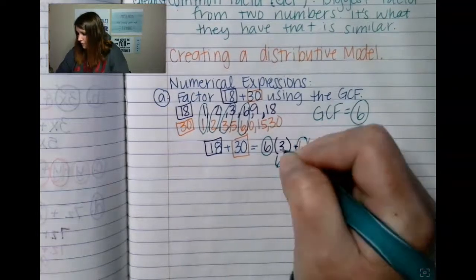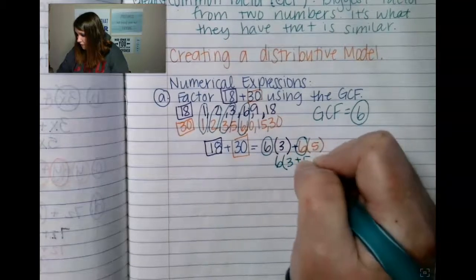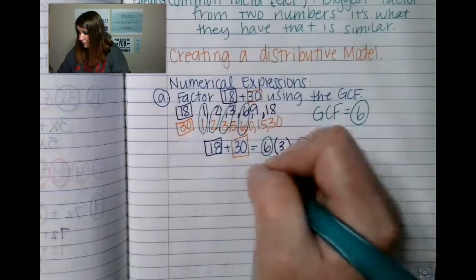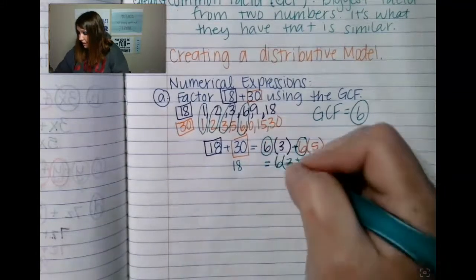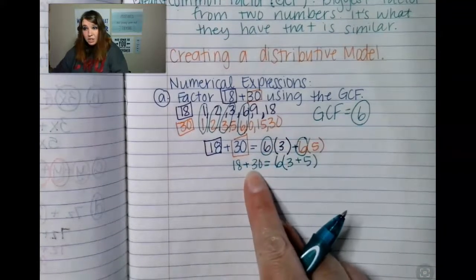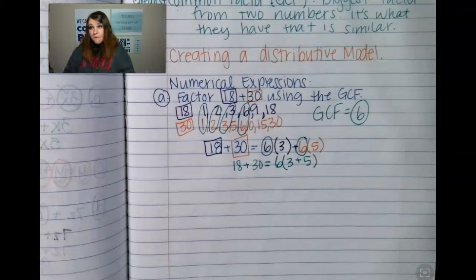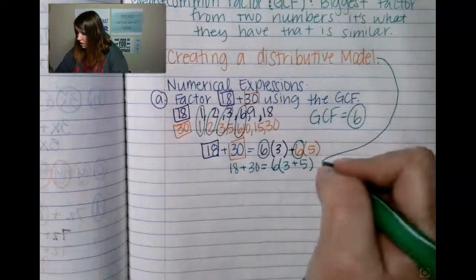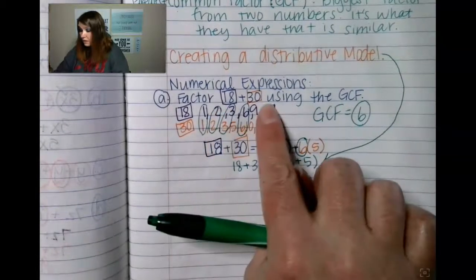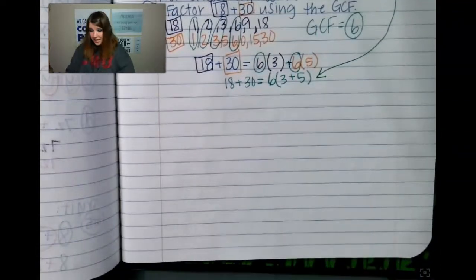And I'm just going to put 6 times 3 plus 5. And I say that 6 times 3 is 18, and 6 times 5 is 30. This numerical expression is equivalent to this distributive model. You have factored and created a distributive model from a numerical expression. Look at that. Okay, we're going to do another one together.